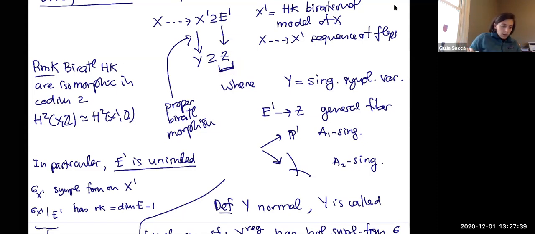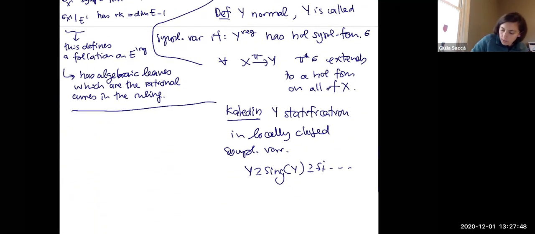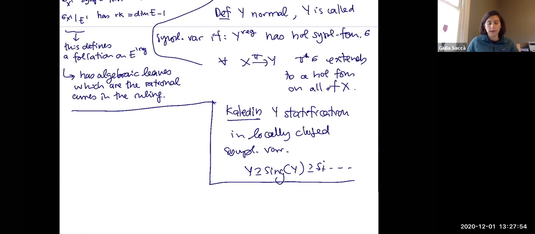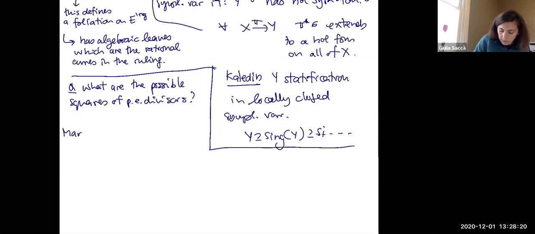Okay. So, of course, a natural question to ask now is, for K3s, we know that the possible square of the prime exceptional divisor is just minus two. And so the natural question is, what are the possible squares of prime exceptional divisors, and where to look for them in particular. And Markman has done a lot of work on this. So let me remind you what he shows.